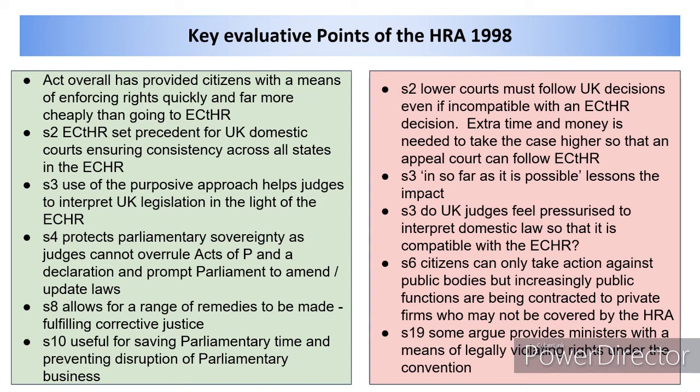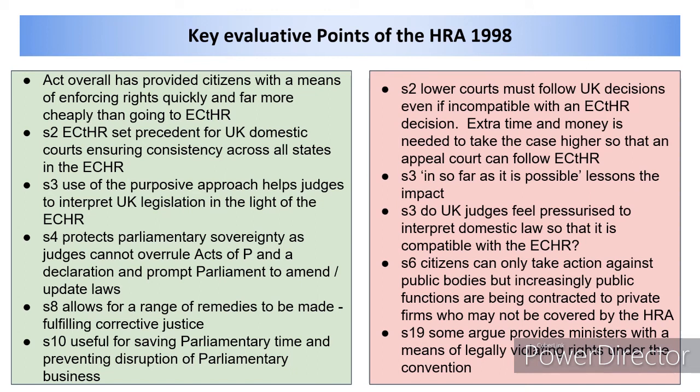Section 4 protects parliamentary sovereignty because judges can't overrule acts of parliament that are incompatible. All they can do is make a declaration of incompatibility, and that in turn will draw Parliament's attention to laws that perhaps need updating or changing.